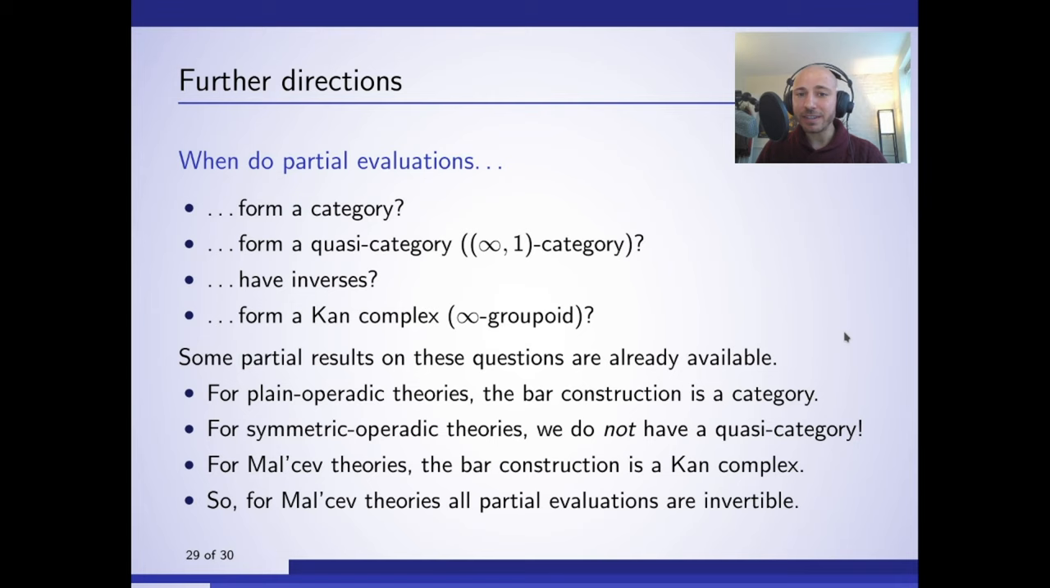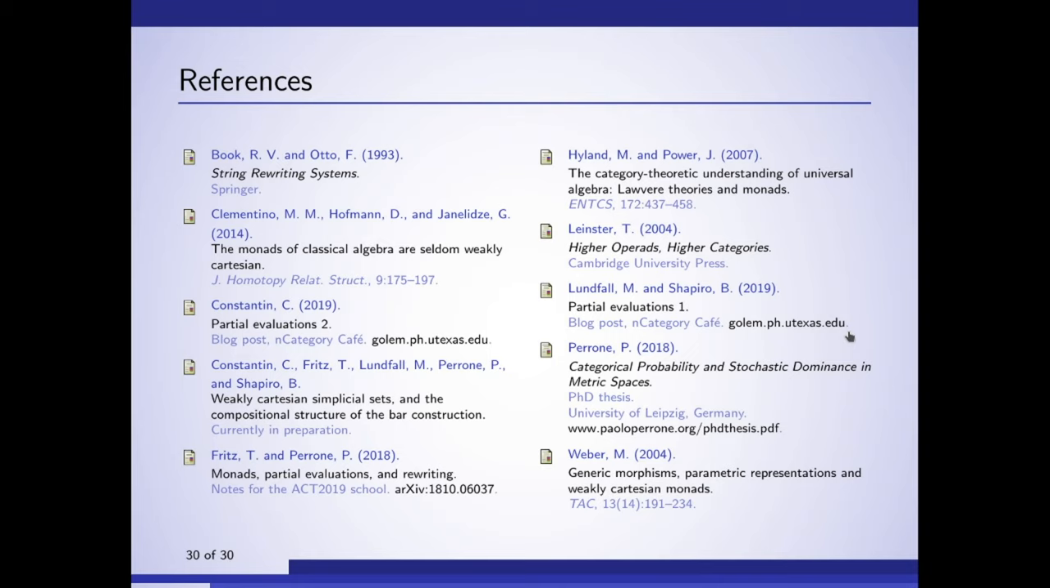So here are some references. If you want to learn more about partial evaluations, we made some lecture notes for the ACT school last year. They're on the arXiv. You can find them here. If you're interested in how this will work out, there's this paper which is still in preparation that we're working on together with the ACT school. If you want some spoilers on what's happening in the paper or to review what was said during this talk, then of course you can watch this video again. But also, you can go to the n-Category Cafe. There are two blog posts, Partial Evaluations 1 and Partial Evaluations 2, written by former students of the ACT school, where they explain everything in detail with lots of diagrams.